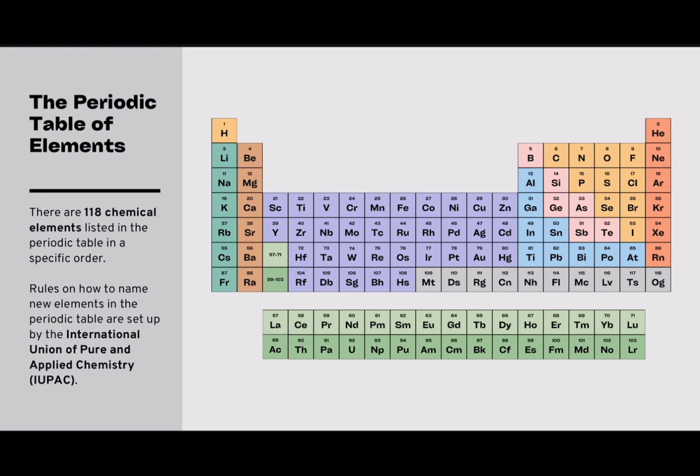The periodic table of elements. There are 118 chemical elements listed in the periodic table in a specific order. Rules on how to name new elements in the periodic table are set up by the International Union of Pure and Applied Chemistry, which is shortened to IUPAC. This is what the periodic table looks like.